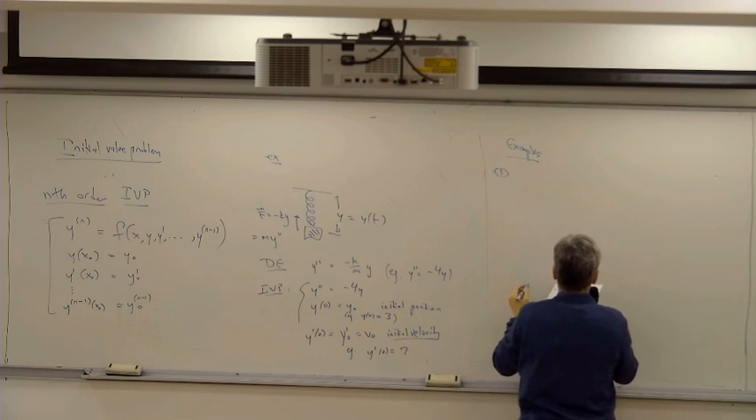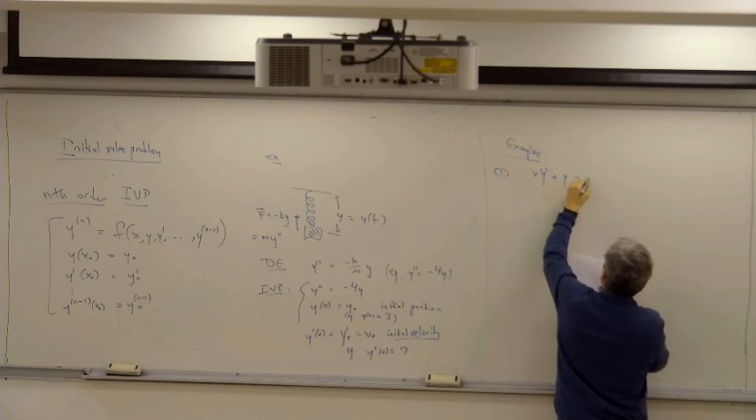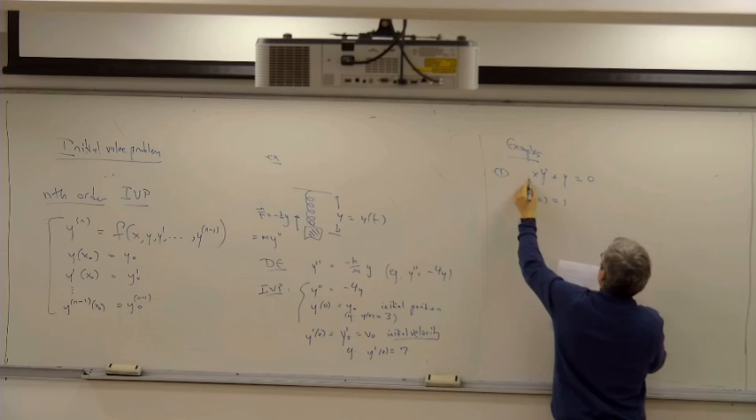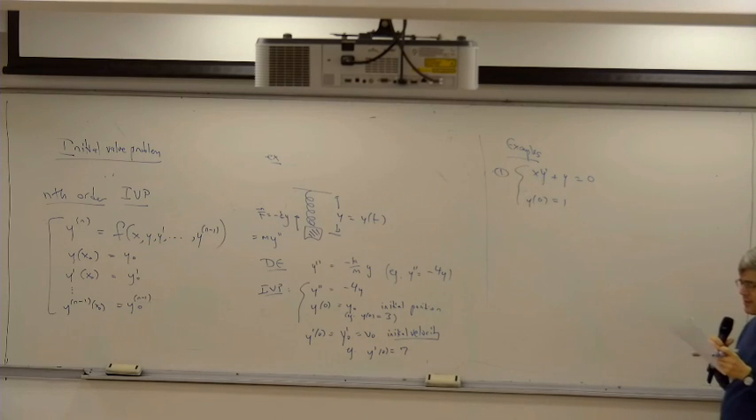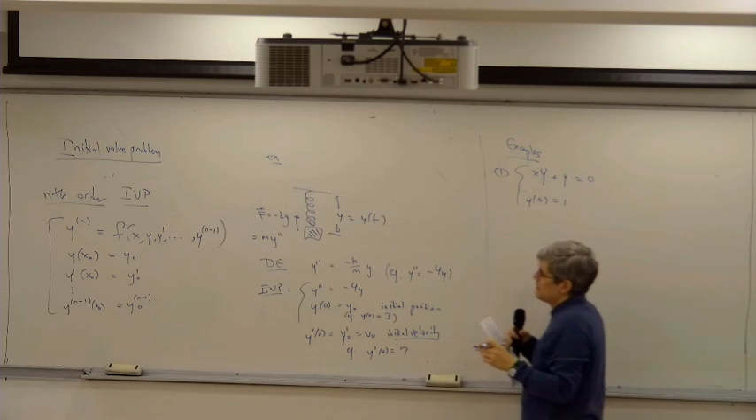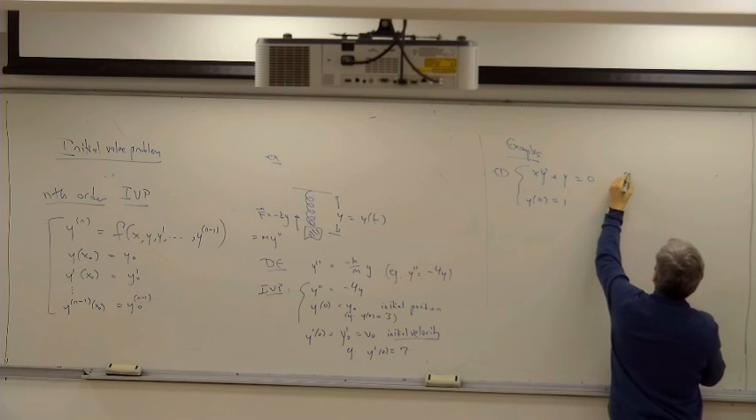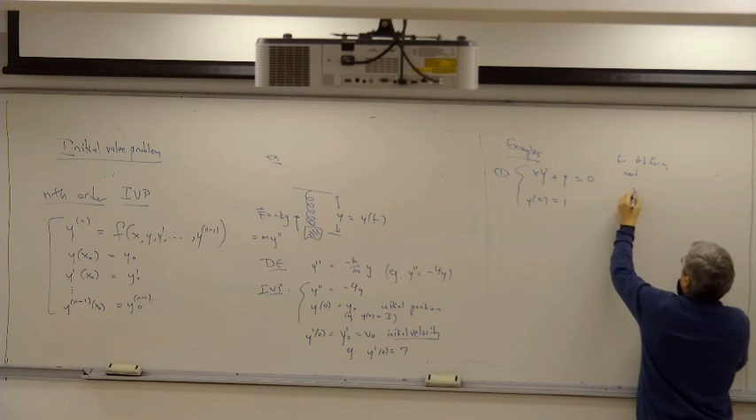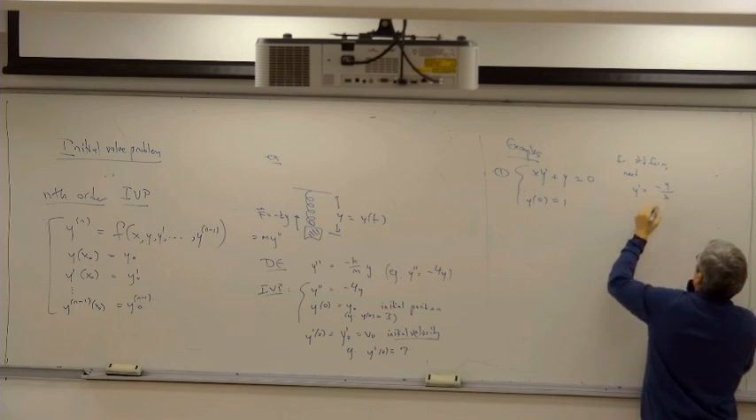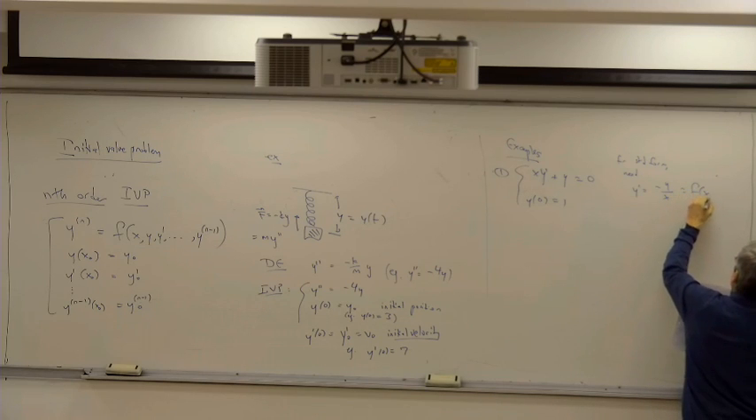First example, let's say I have a differential equation of the form x y prime plus y equals 0 and y of 0 equals 1. Okay? So notice, this is not in the standard form. To put it in standard form, you would need to write it as y prime equals minus y over x. Good? Okay, and so this is the function of x and y.